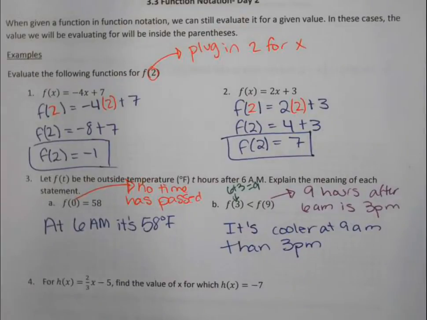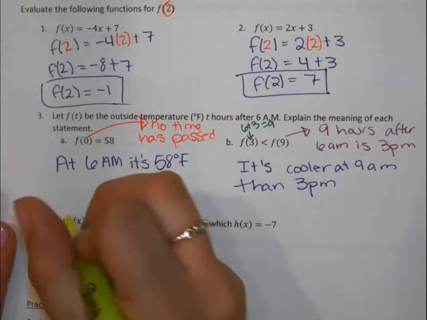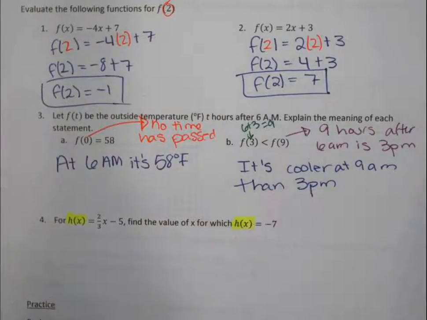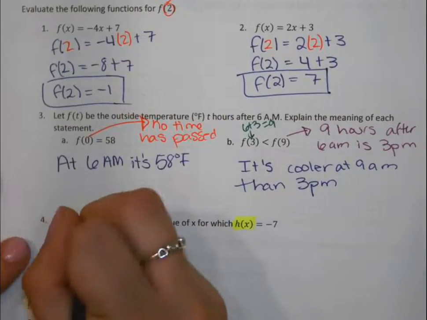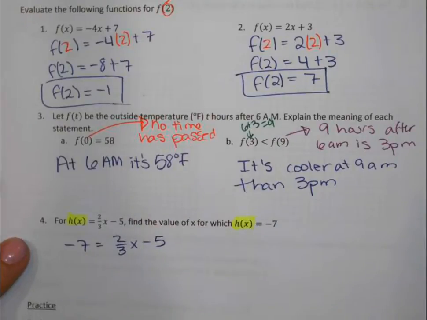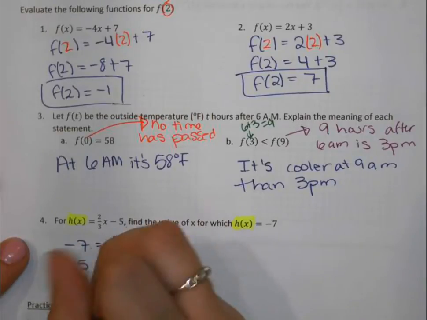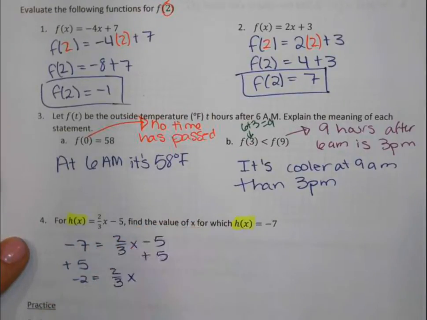Okay. Number 4 is a little bit different. It gives me the equation h of x equals 2/3 x minus 5, and it wants me to find the value of x. So this means I'm solving backwards. It then tells me h of x equals negative 7. So instead of writing both of those h of x's, I'm just going to write negative 7 where the first h of x went. So I have negative 7 equals 2/3 x minus 5. And I'm going to go ahead and add 5 to both sides. I have negative 2 on the left, 2/3 x on the right.